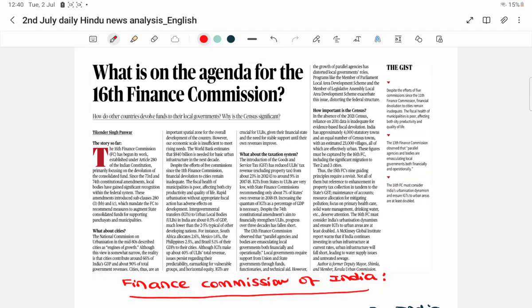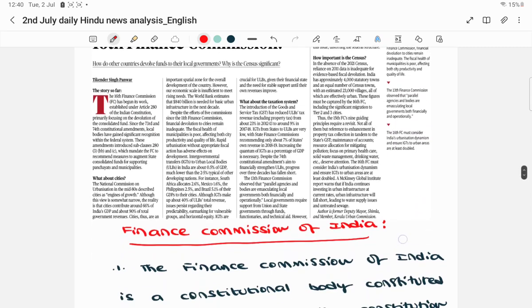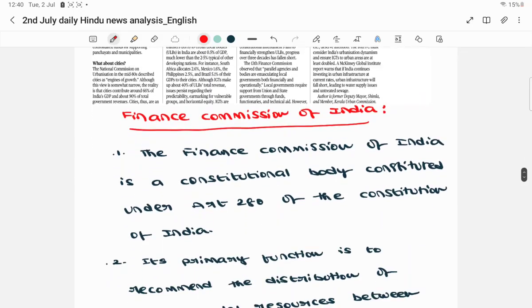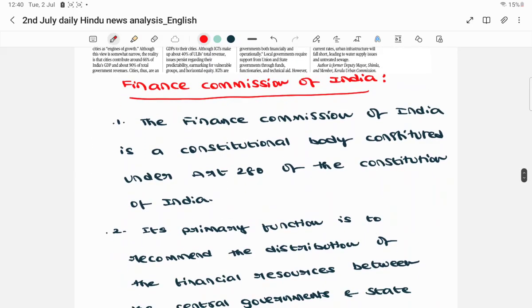The 16th Finance Commission was recently constituted. Now it is time for us to look into some basic points about the Finance Commission. The Finance Commission of India is a constitutional body constituted under Article 280 of the Constitution. Very, very important from this year's exam point of view, because the 16th Finance Commission got constituted very recently, and Arvind Panagariya is its chairperson.